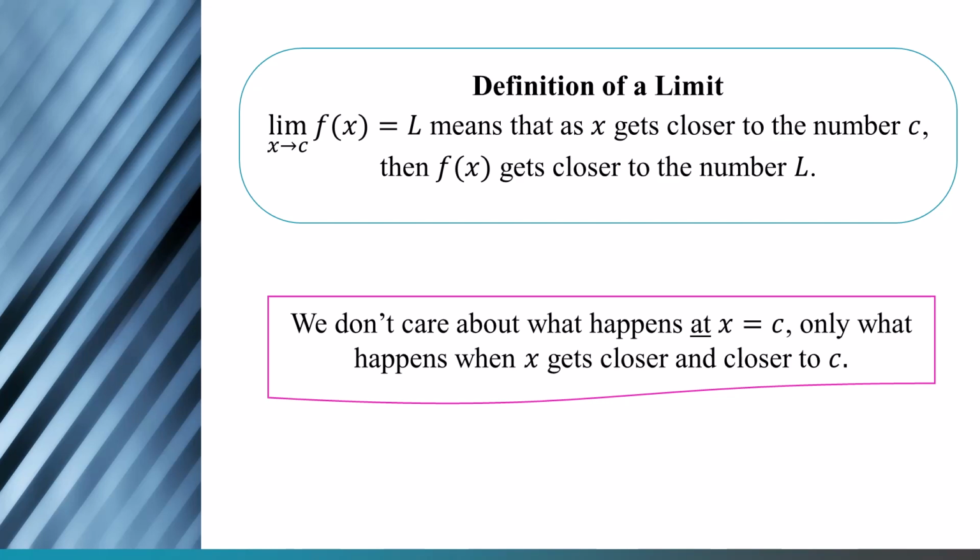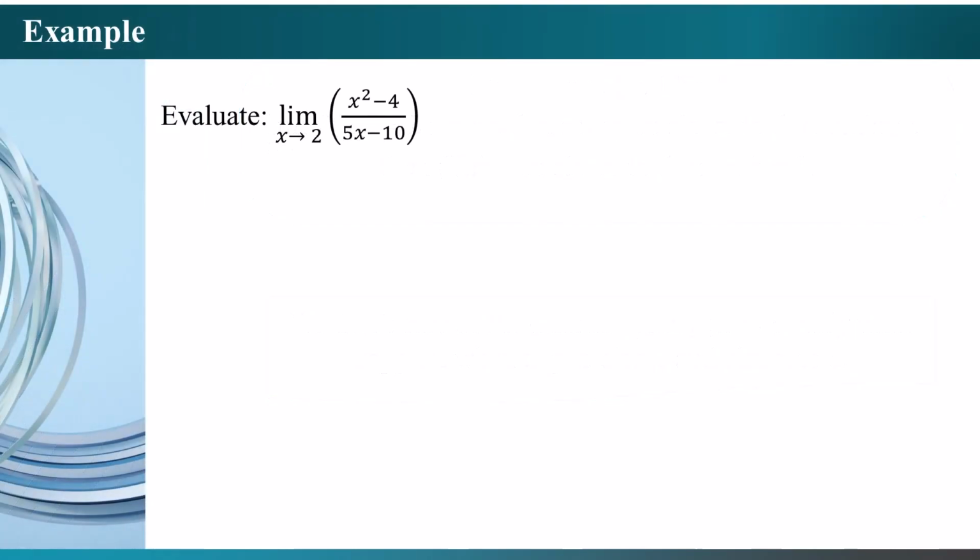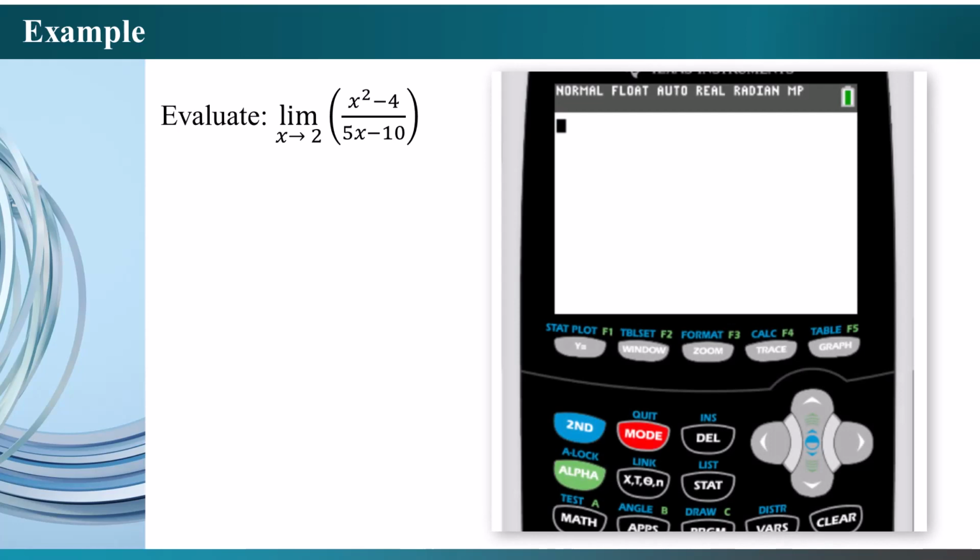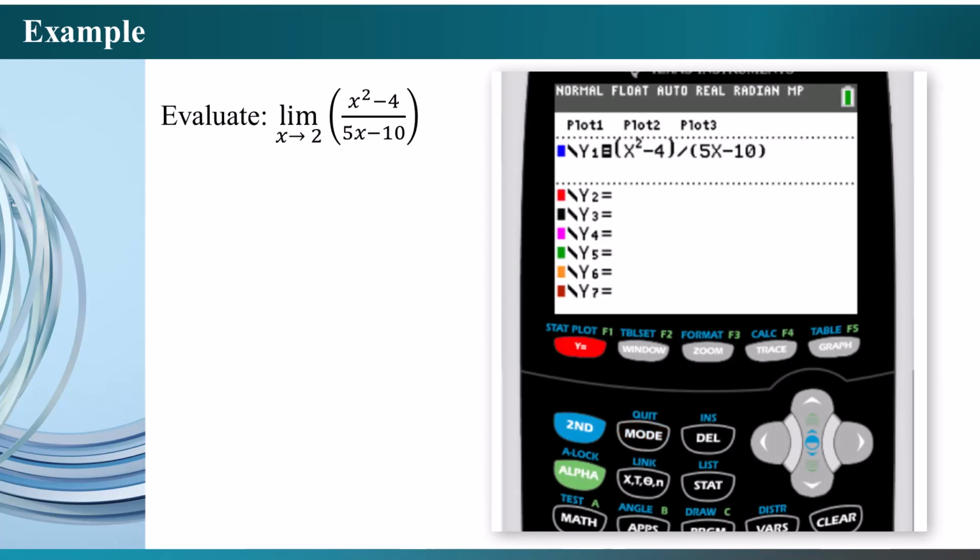Let's look at an example. In this example, I wish to evaluate the limit as x approaches 2 of x squared minus 4 over 5x minus 10. And I'm going to do this numerically in the calculator. Now I've already entered my function into the calculator as y1 equals x squared minus 4 over 5x minus 10. Now I want to set up a table.